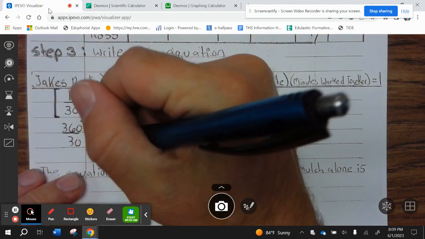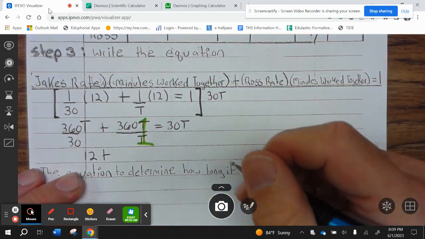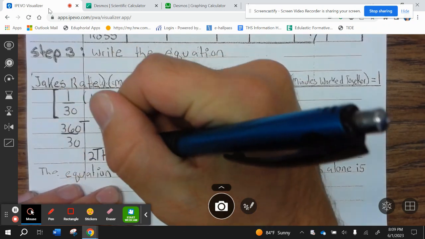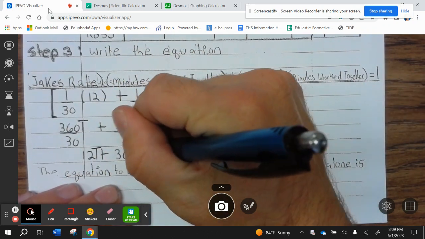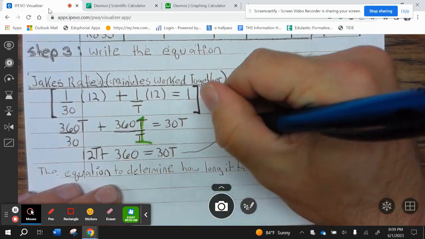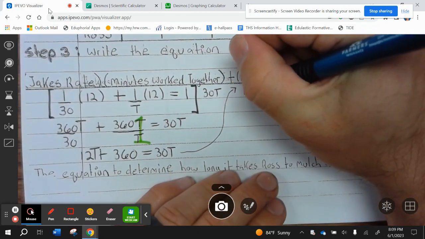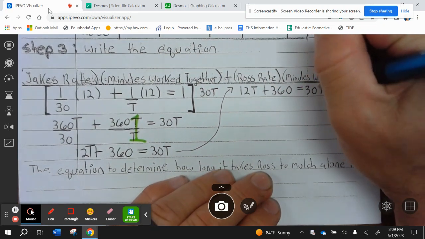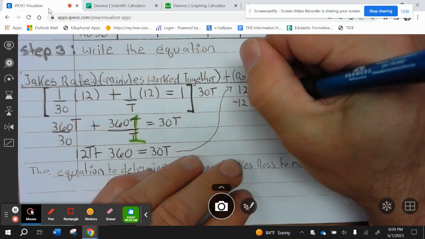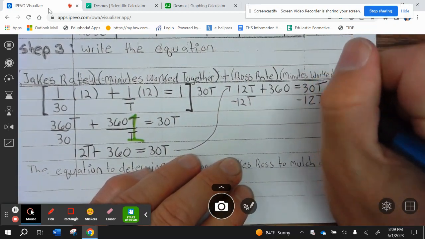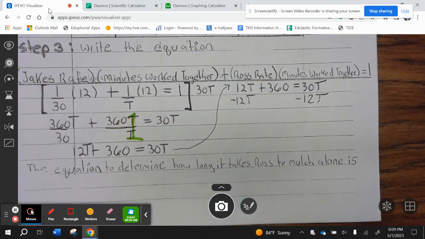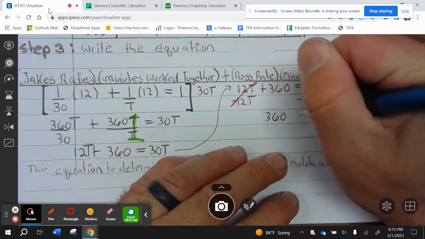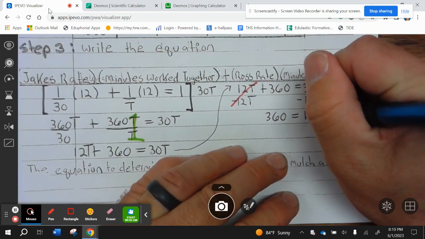So 12t plus 360 equals 30t. Running out of room, so I'm going to move this back up here. We have 12t plus 360 equals 30t. Now, we're going to subtract 12t from both sides. This cancels. You get 360 equals 18t.